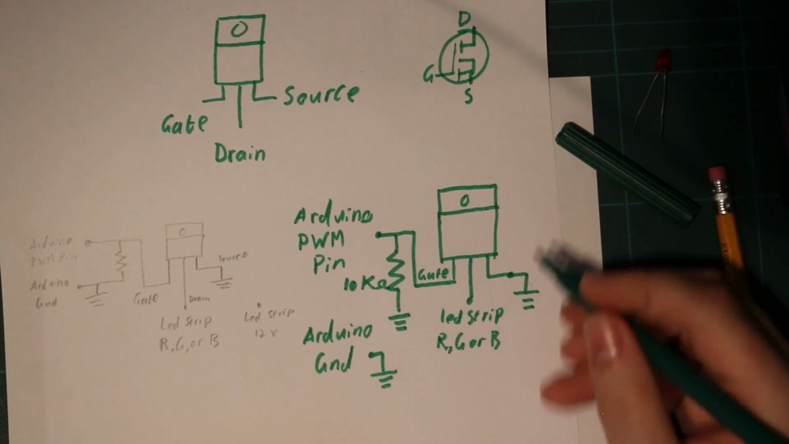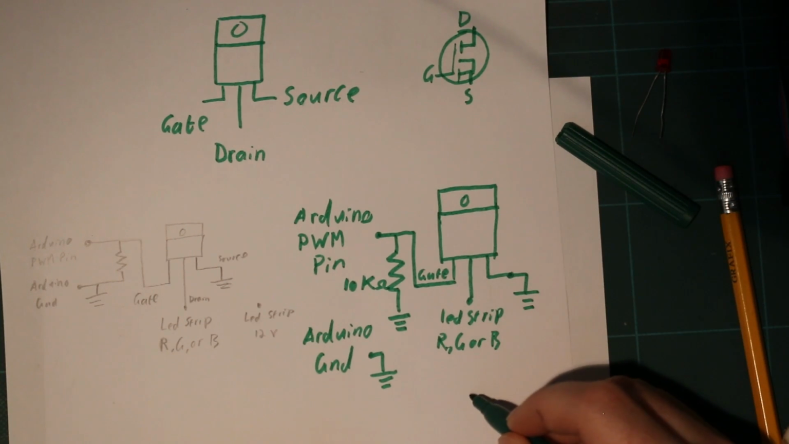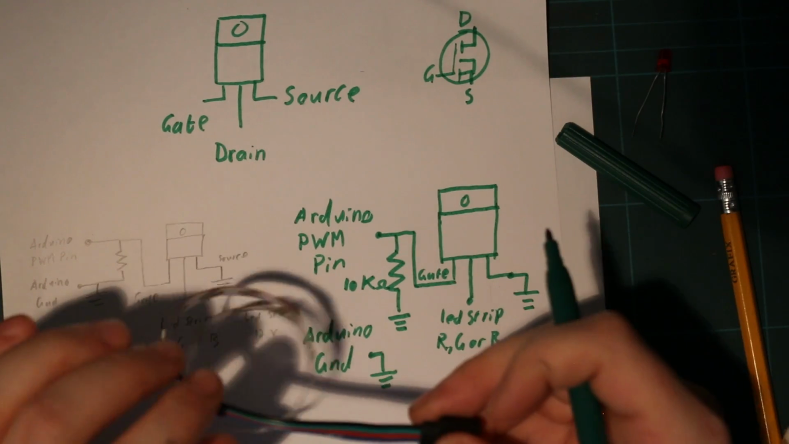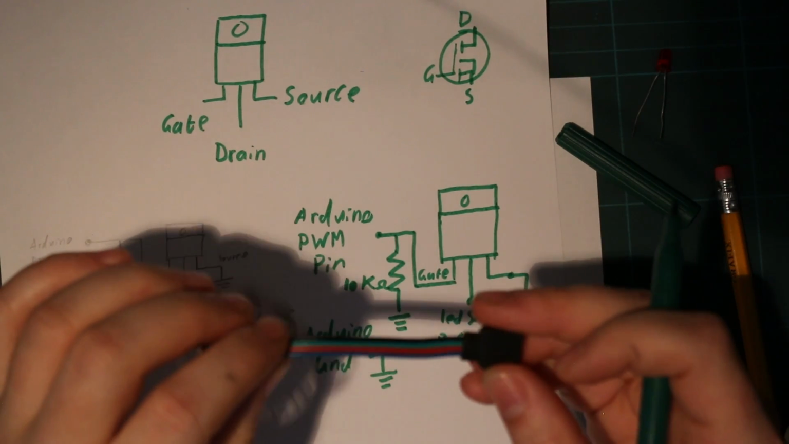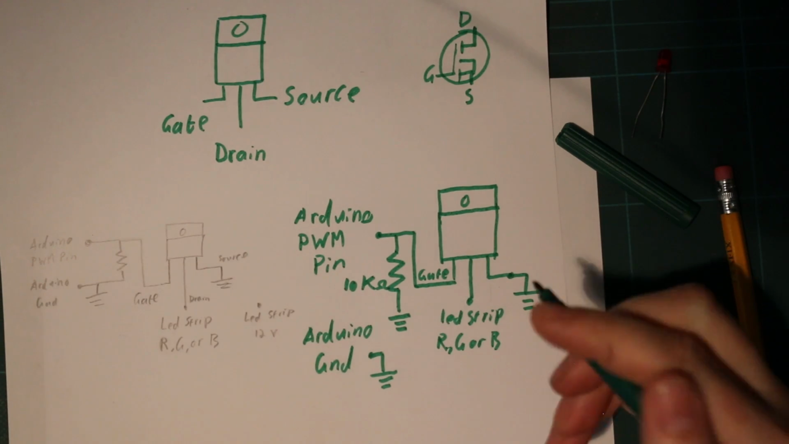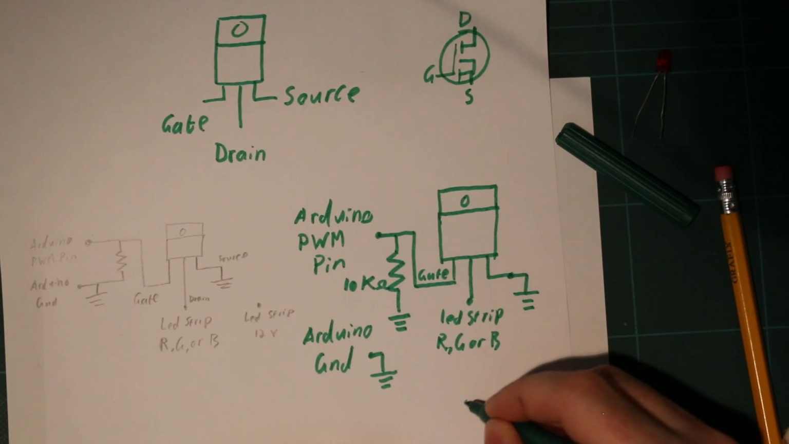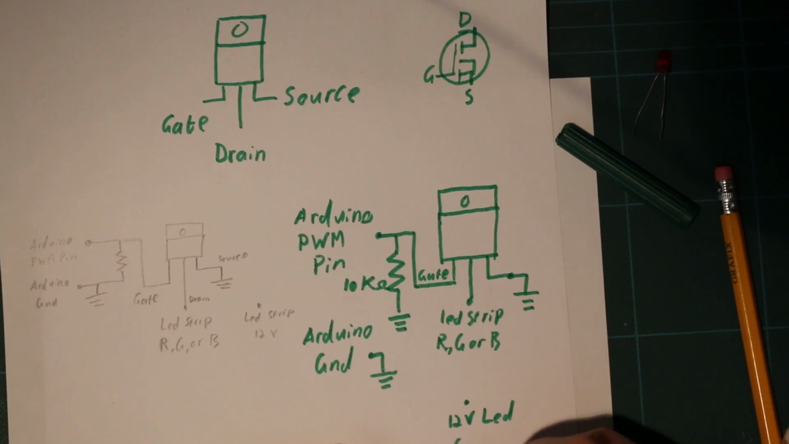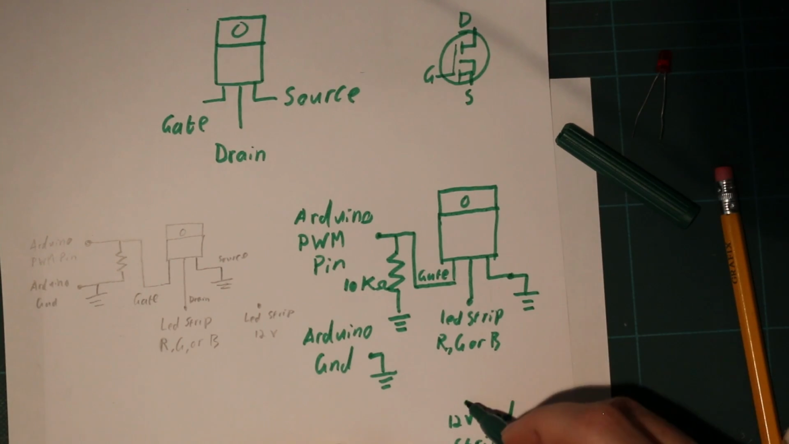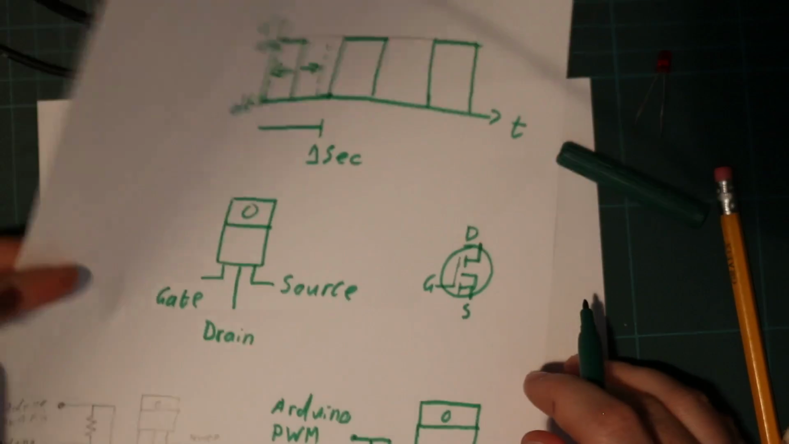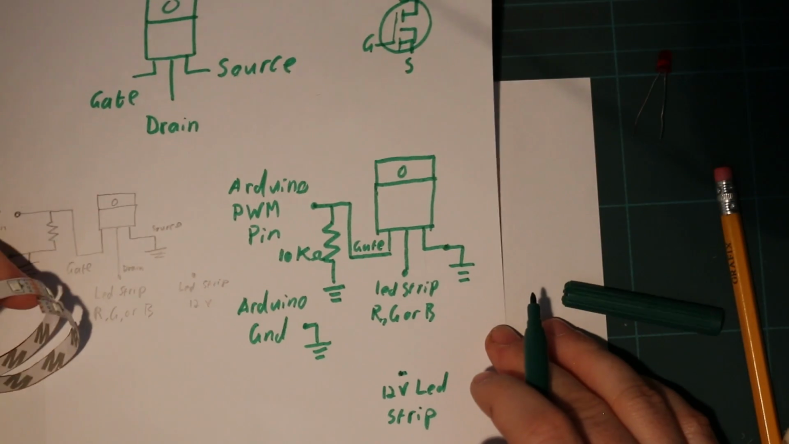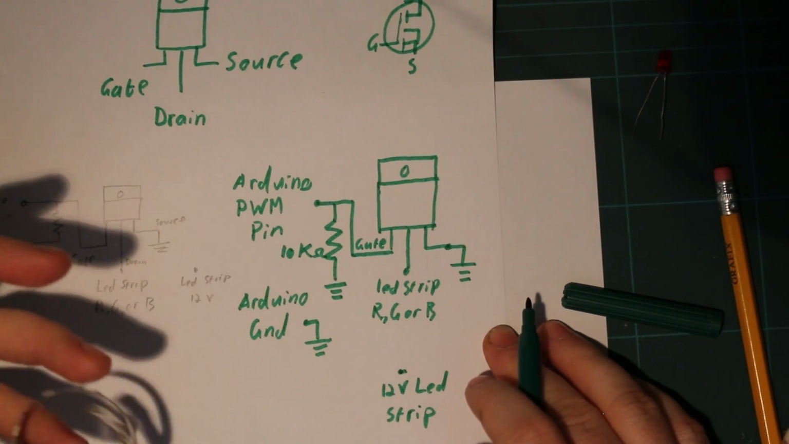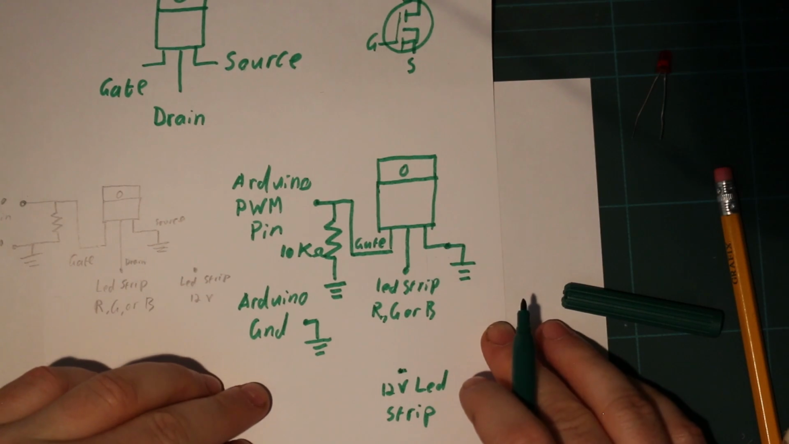Now, the only other thing we need, which I almost forgot, is the black wire of this LED strip. That needs to be connected to 12 volt. So this is the general wiring we need to have for our schematic, for our controller. So I'll do a quick mock-up of what we need.